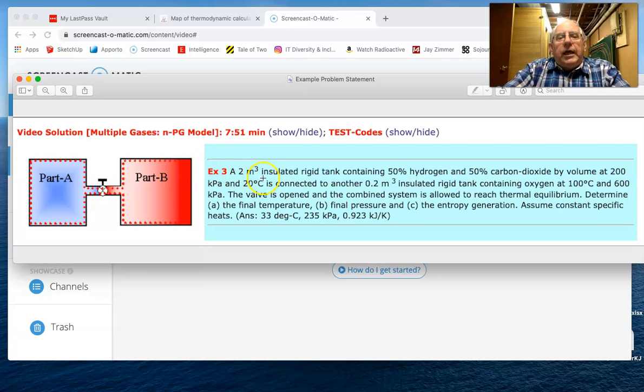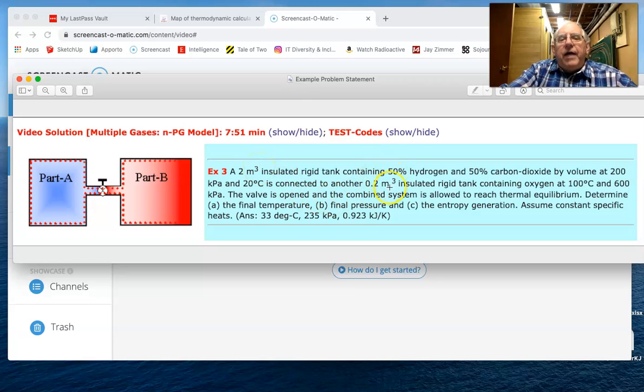In this particular problem, we are going to be looking at two rigid tanks that are connected together. In the first tank, we have 50% by volume hydrogen and 50% by volume carbon dioxide at a mixture pressure of 200 kPa and a mixture temperature of 20 degrees Celsius. And that is the larger tank. That is a 2 cubic meter tank.